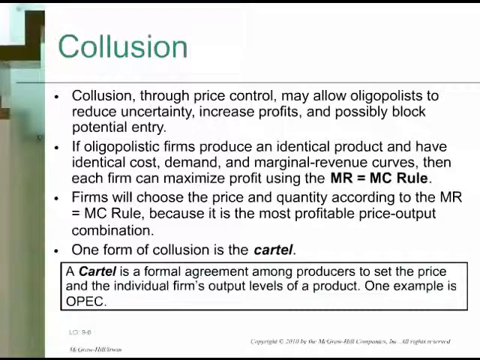If oligopolistic firms produce an identical product and have identical cost, demand, and marginal revenue curves, then each firm can maximize profit using the MR equals MC rule. Firms will choose the price and quantity according to the MR equals MC rule because it is the most profitable price-output combination. One form of collusion is the cartel, a formal agreement among producers to set the price and the individual firm's output levels of a product. An example of a cartel is OPEC.